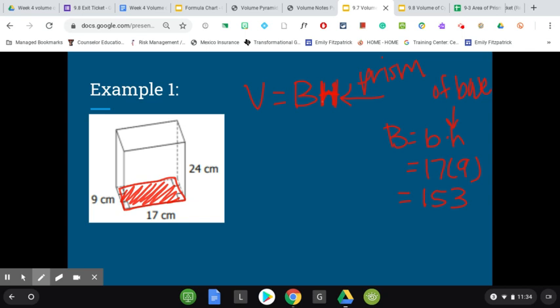So if you look at the prism, you can see that the height is 24. It's how tall it is. It's the number that combines the two bases. So it combines that base to this top base. So my height is 24. All right, so then I'm just plugging into my formula. Area of the base is 153, and the height is 24.